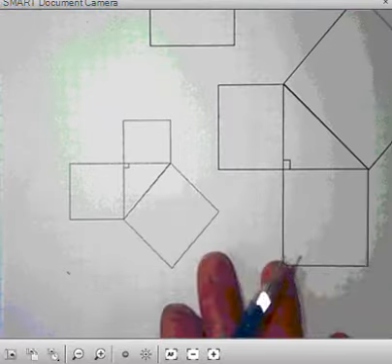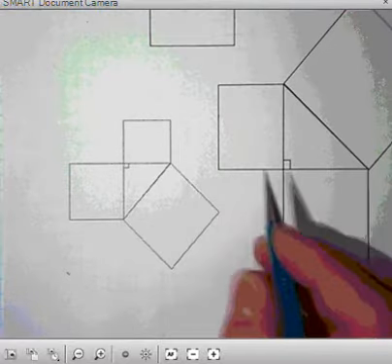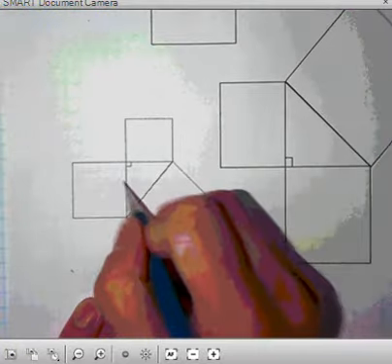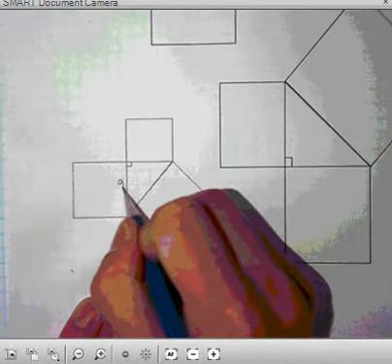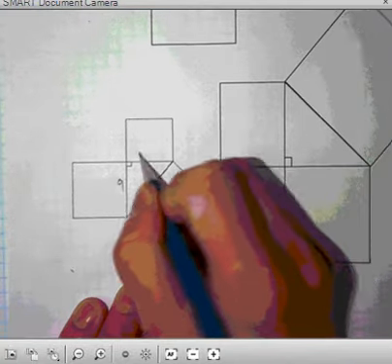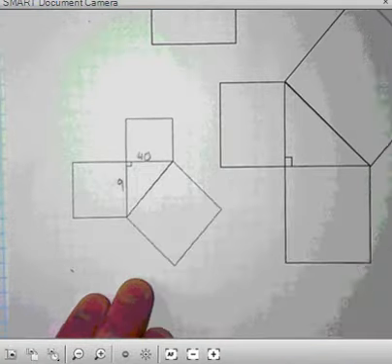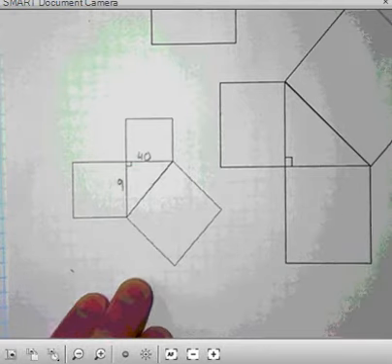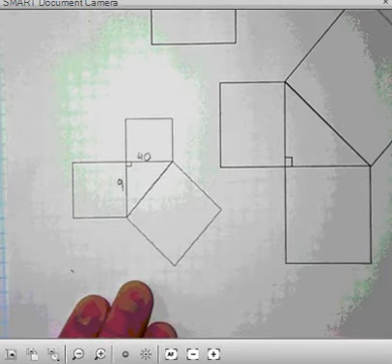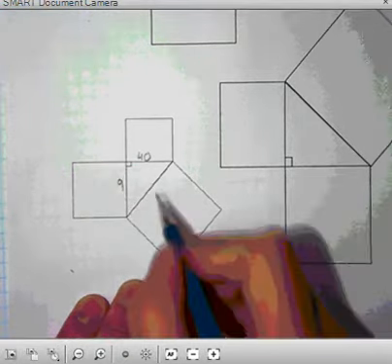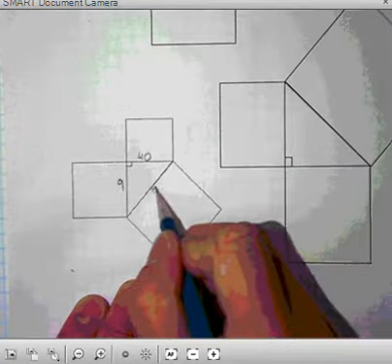Let's try another one. These are obviously not drawn to scale. If I have 9 and 40, obviously they're not drawn correctly, what would the length be of that missing side? We'll call it C.